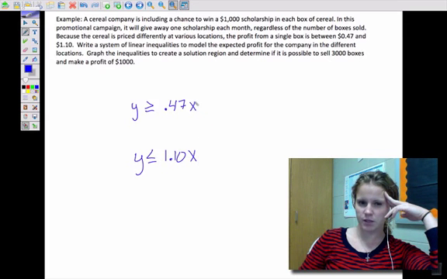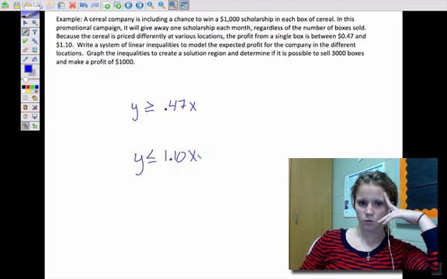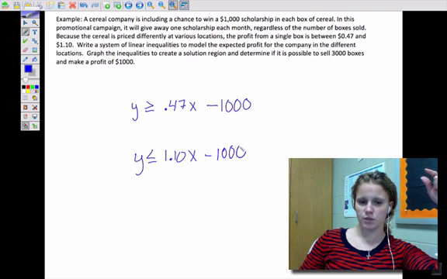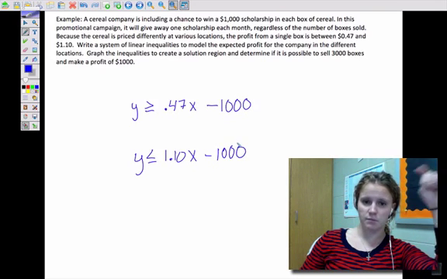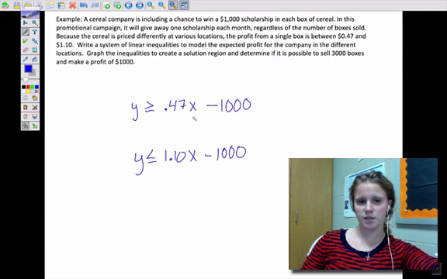Do we understand those two equations? This is the minimum we'll make, and this is the maximum we'll make per box. So depending on how many boxes are sold, we'll fall somewhere in between those two values. For each of those inequalities, I'm going to take off that $1,000 representing the scholarship, because we know they'll lose that money when they give away that scholarship. So that's our system of inequalities here.